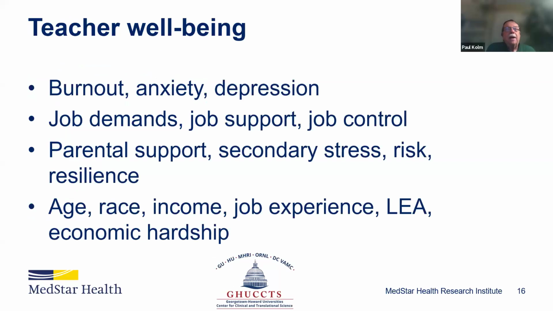So my first example, I'm going to look at teacher well-being. And so we have the variables burnout, anxiety, depression, which are measured by particular instruments, job demands, job support, job control, parental support, secondary stress, risk, resilience, and then some other demographics like age, race, income, experience. LEA is an indication of whether it's a public school or a private school.